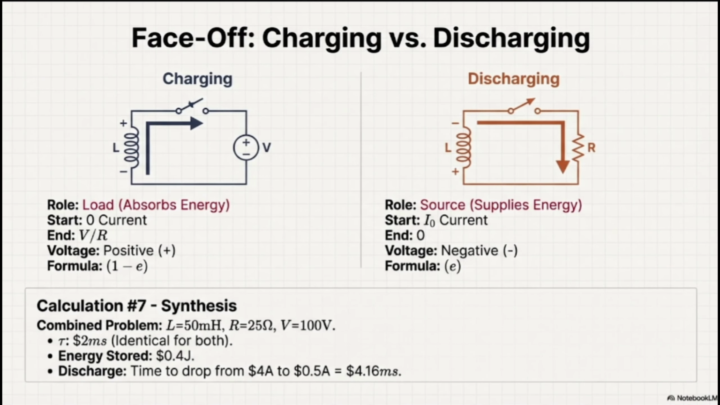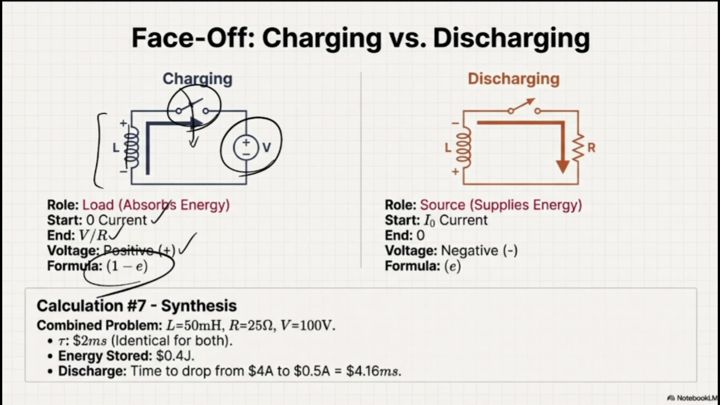As you can see over here, we have a small comparison between the charging and discharging. For the charging itself, I have the inductor, the switch is off, and then I have the voltage source. As soon as I close this voltage source, what would happen? At the beginning, I don't have any current. Again, why? Because an inductor doesn't like change. Then at the end, I have V over R, which means your inductor acts as a short circuit. The voltage is going to be positive, obviously, and the formula related to voltage is the two things that I just mentioned.